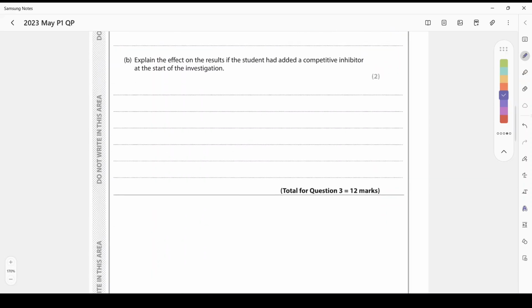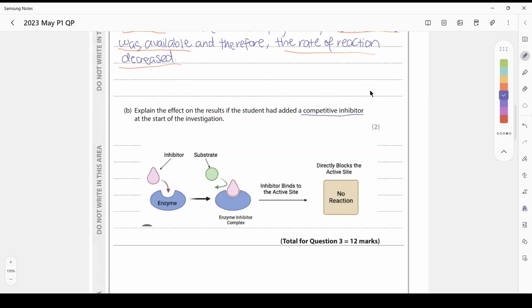Explain the effect of the results if the student had used a competitive inhibitor at the start of the investigation. So a competitive inhibitor is a kind of inhibitor that competes for the active site, and you can see that there. So it competes for the active site and blocks the substrate from forming the enzyme substrate complex, and therefore no reaction occurs. This question is worth 2 marks, and we're supposed to explain the effect of the results.